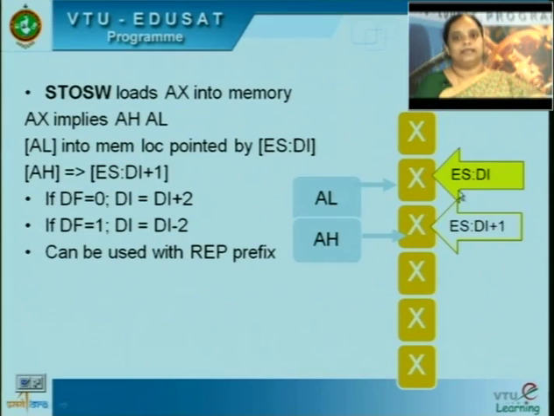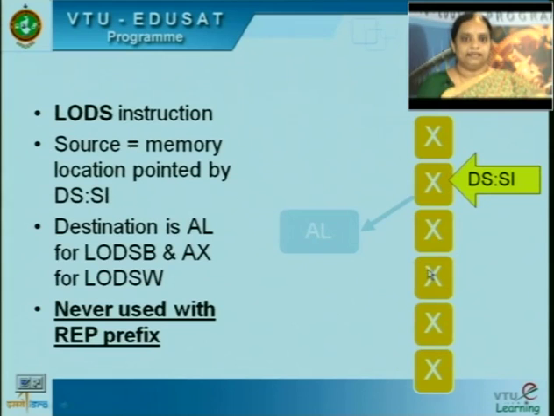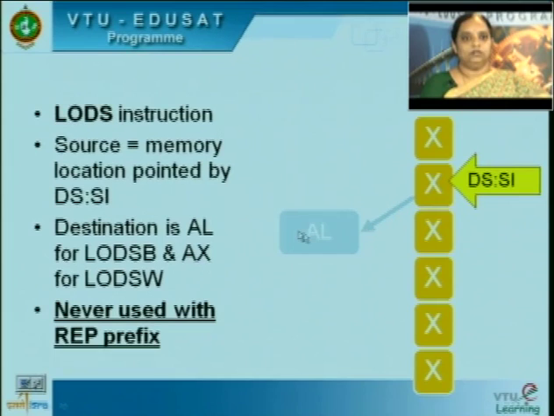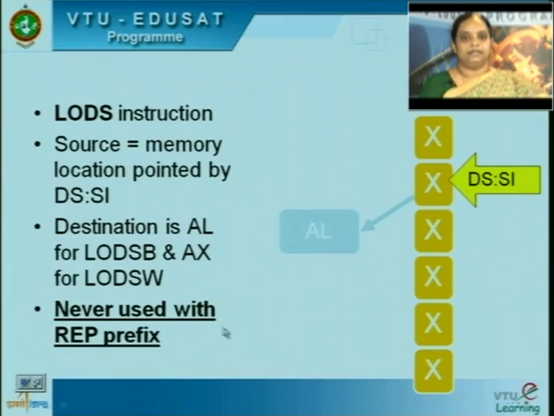And in this case, for LODS, the string is acting as a source, and hence the string is pointed by DS and SI. So LODS uses these two registers, DS and SI, and from there the contents are moved into AL. From this memory location, it is moved into AL for LODSB. And LODSB as usual uses the direction flag. Depending on the direction flag, it will either increase or decrease. But remember, the LODS instruction should never be used with the repeat prefix.